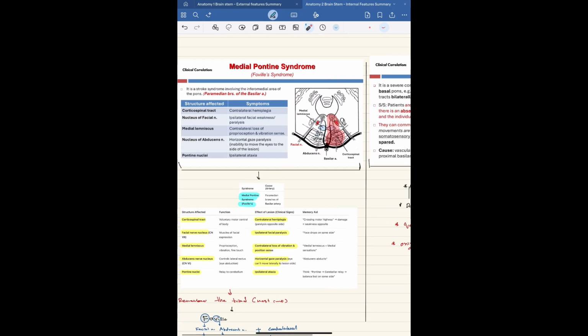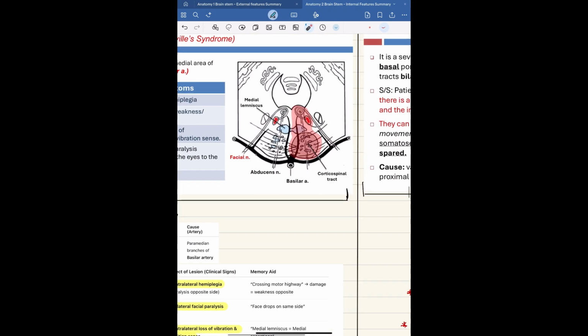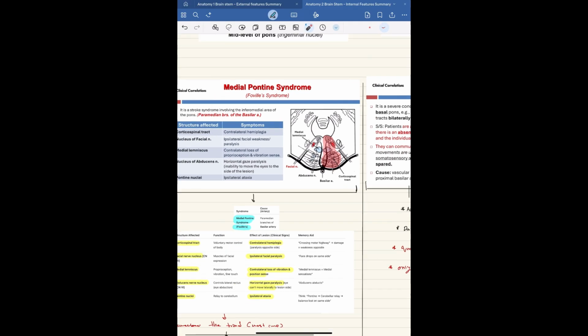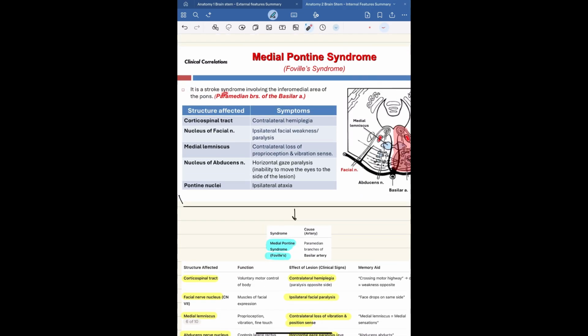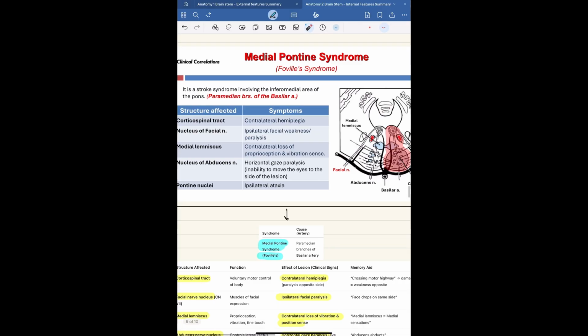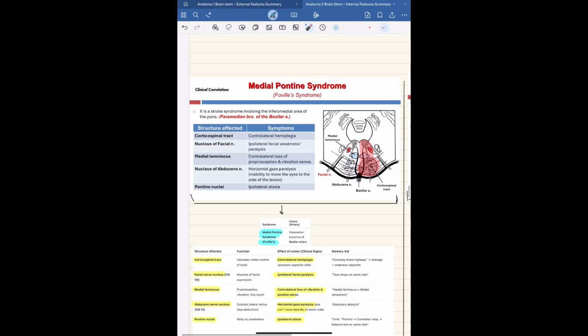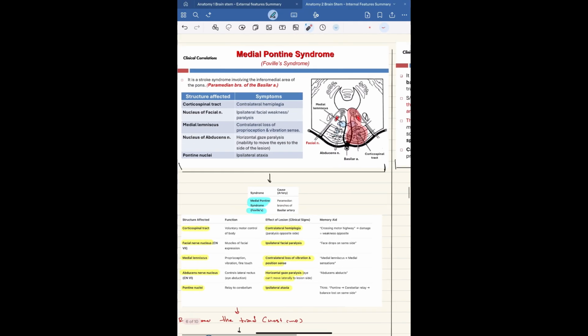syndromes. Okay, look at this picture. See that it is hitting multiple structures here. Let's go through the slide. It says it is a stroke syndrome involving the inferior medial area, true, of the pons. Inferior medial area, that's true. And the basilar artery is causing it, so the paramedian branch of the basilar artery, which is expected.